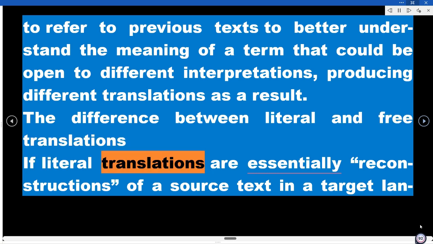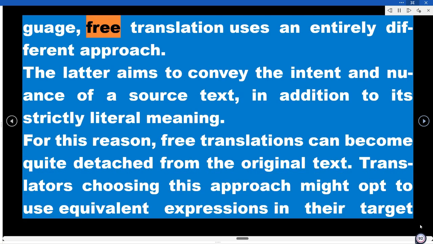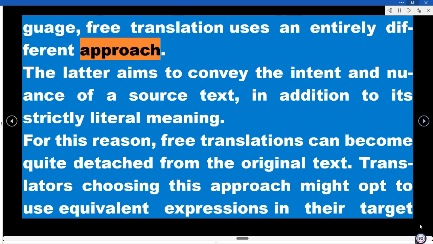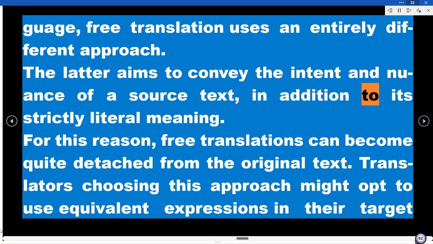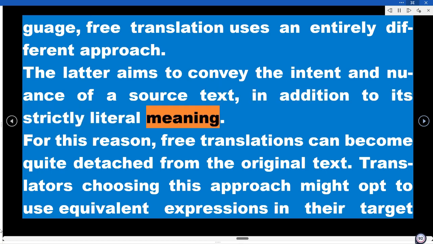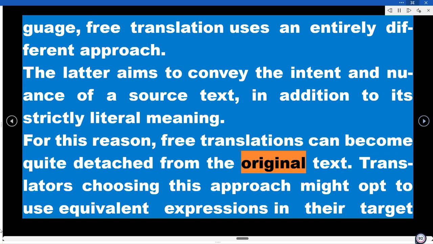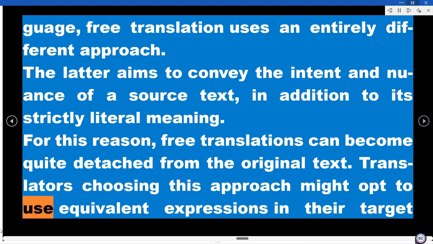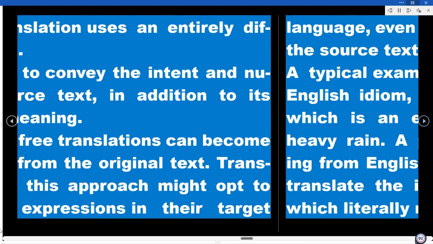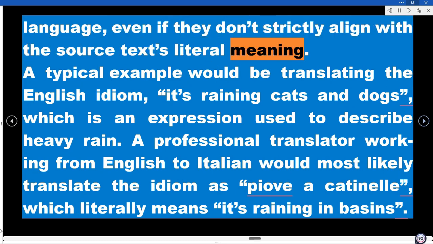The difference between literal and free translations. If literal translations are essentially reconstructions of a source text in a target language, free translation uses an entirely different approach. The latter aims to convey the intent and nuance of a source text, in addition to its strictly literal meaning. For this reason, free translations can become quite detached from the original text. Translators choosing this approach might opt to use equivalent expressions in their target language, even if they don't strictly align with the source text's literal meaning.